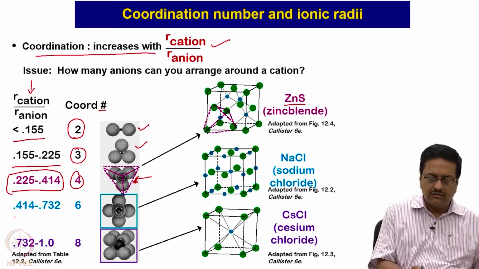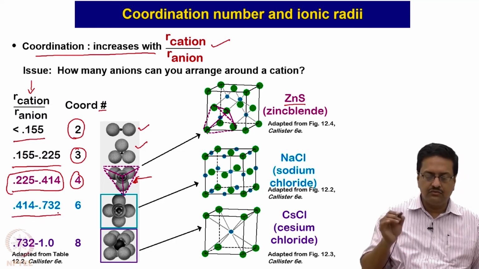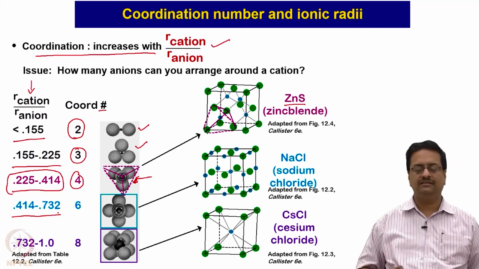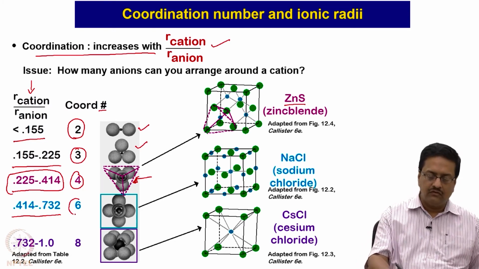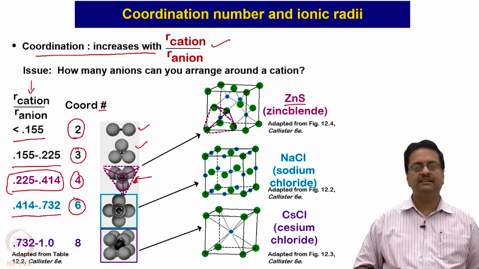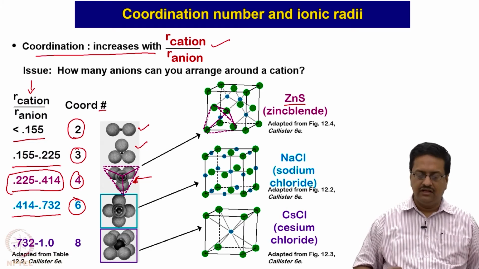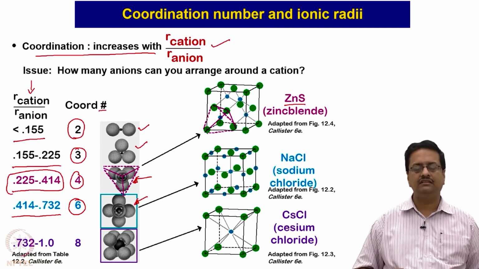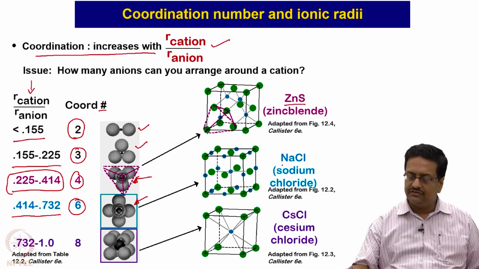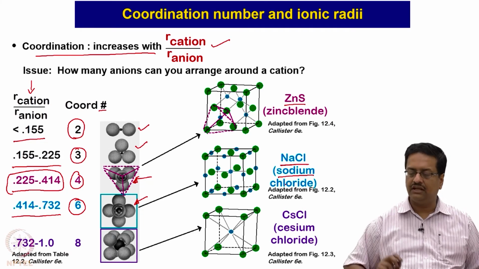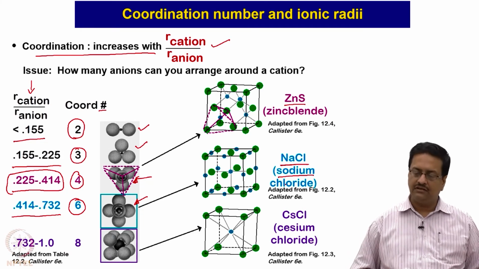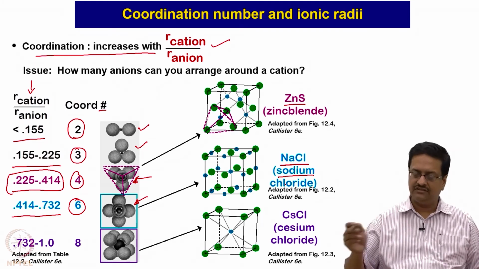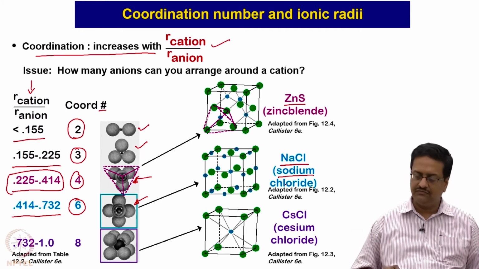Now when the radius ratio increases to about 0.41 to 0.73, the coordination number 6 is achieved, and it represents the octahedral arrangement, and that is seen in the most common crystal structure of sodium chloride. Sodium chloride structure, as you know, is an interpenetrating face-centered lattice. We will see it through an animation as well in future slides.